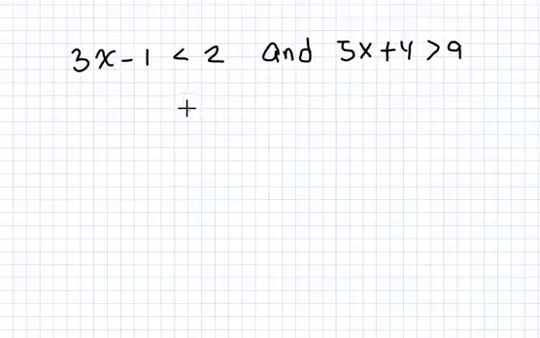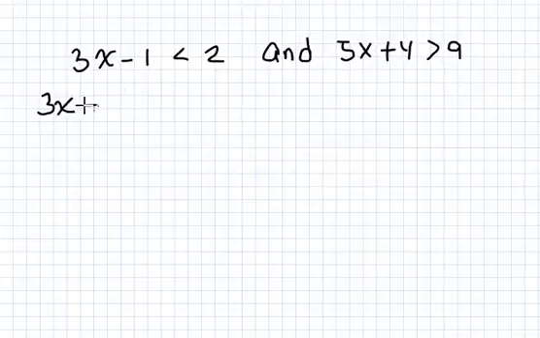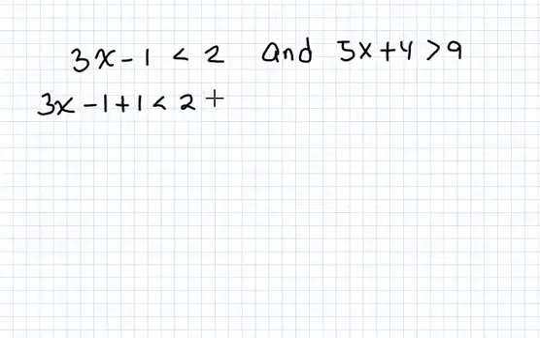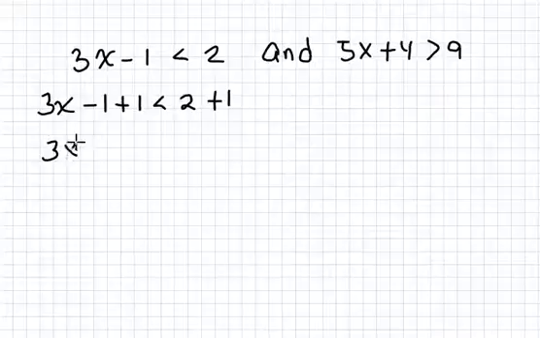Okay, so we're going to solve these separately here. And so what I'm going to do, just like we've done in the others, I'm going to go ahead and add 1 to both sides. We want to get rid of this 1 here. So we have 3x minus 1 plus 1 is less than 2 plus 1. And so we're going to be left with 3x is less than 3.